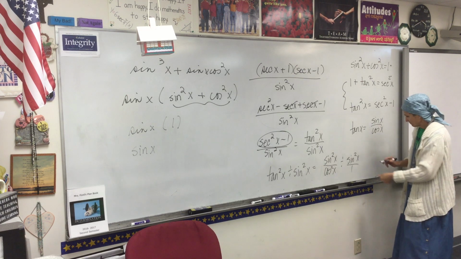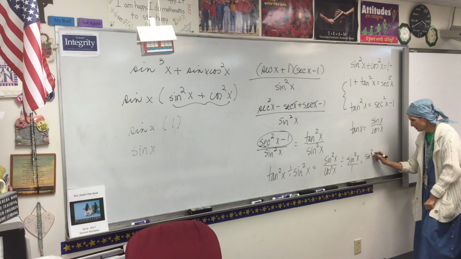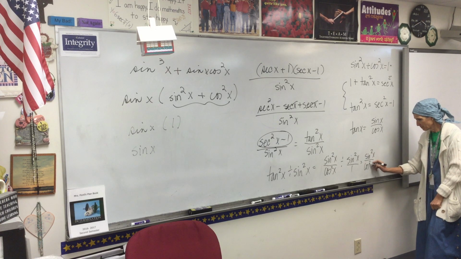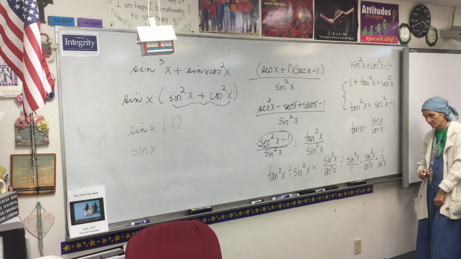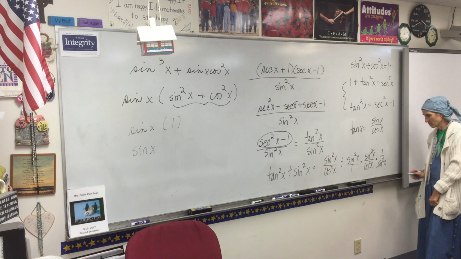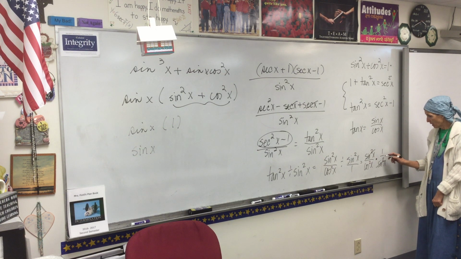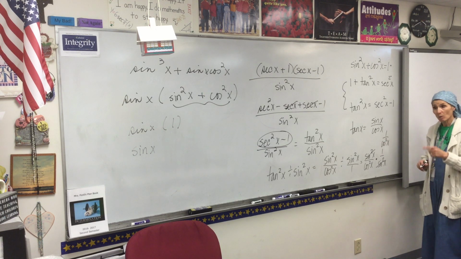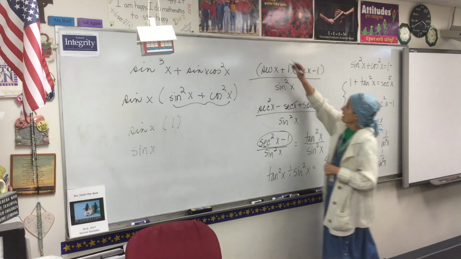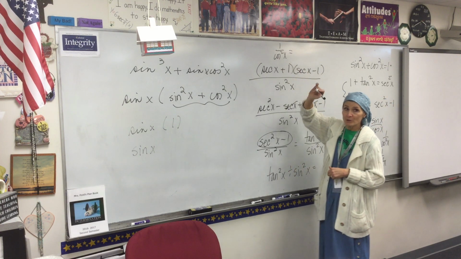So I'm going to, now, see if I can squeeze it in here. Sine squared over cosine squared times 1 over sine squared. What am I left with? 1 over cosine squared.